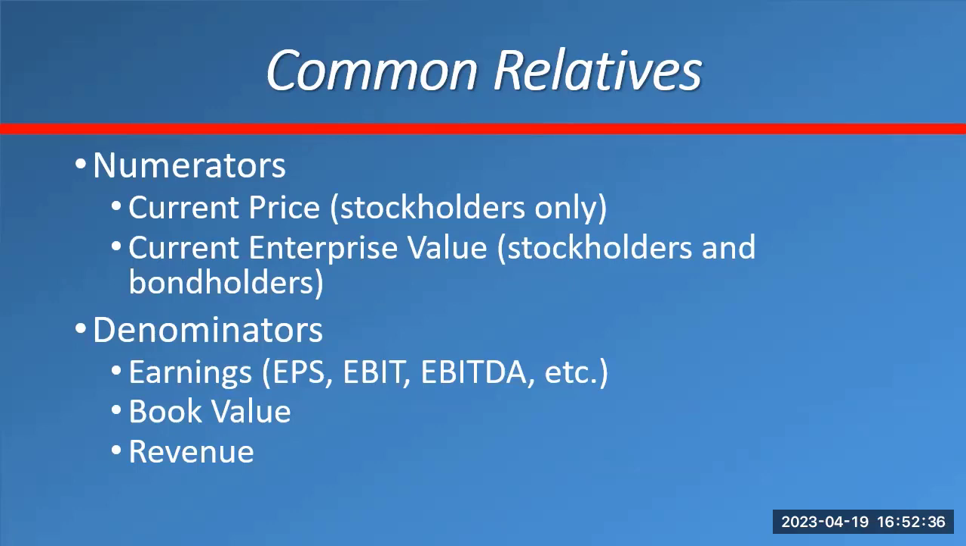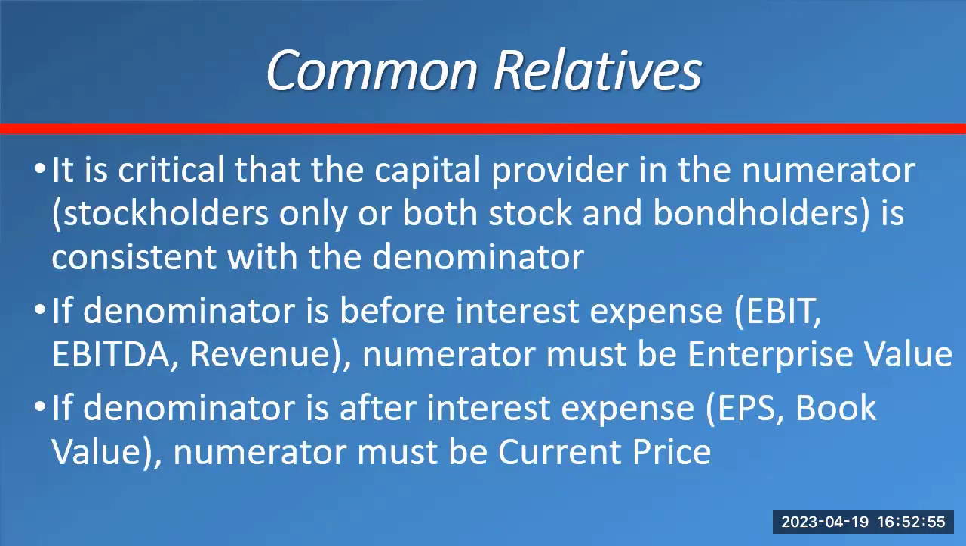Is it a better number? I actually prefer CFO, cash from operations, over EBITDA. I think it's a better number. But, all right. Book value is just assets minus liabilities, real straightforward. And then revenue is just revenue. So it's real critical that you match the capital providers up with the right ratio, that you don't mix them.